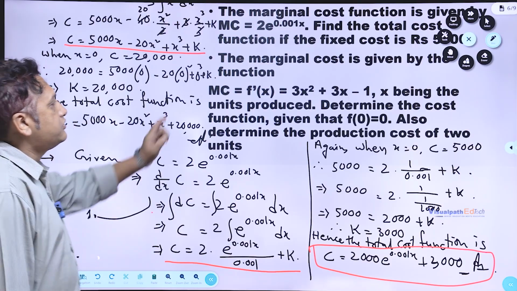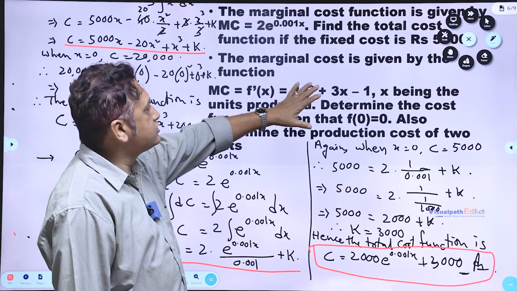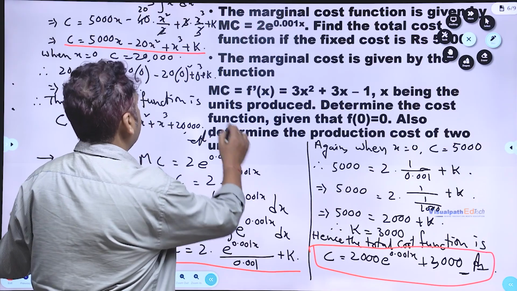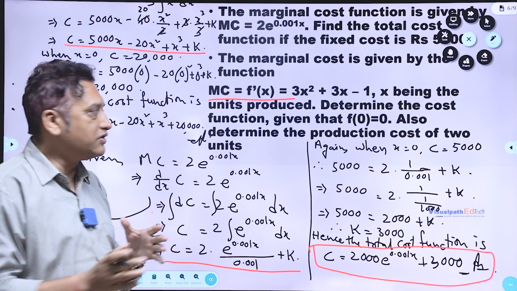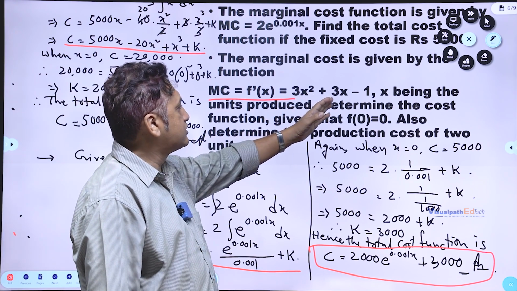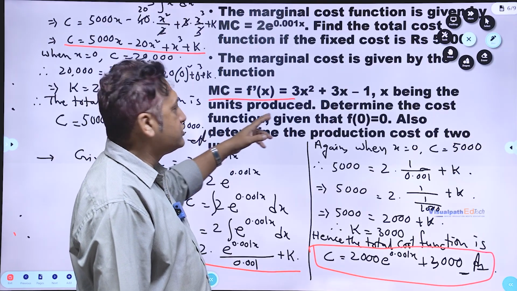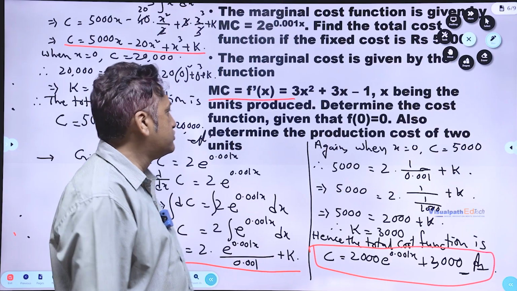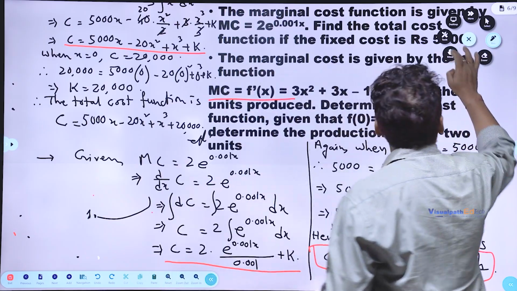Okay. Coming to the next sum, it says the marginal cost is given by the function. Now this is the function given. Here, in fact, marginal cost is explained as f dash x, which is nothing but d/dx of f(x). Marginal cost is given as 3x square plus 3x minus 1, x being the units produced. Now, determine the cost function given that f of 0 is equal to 0. Also determine the production cost of 2 units.